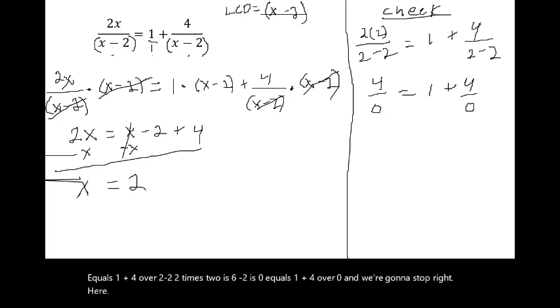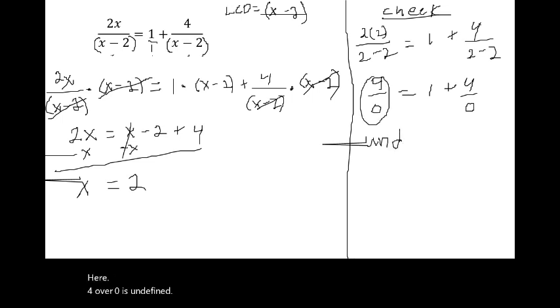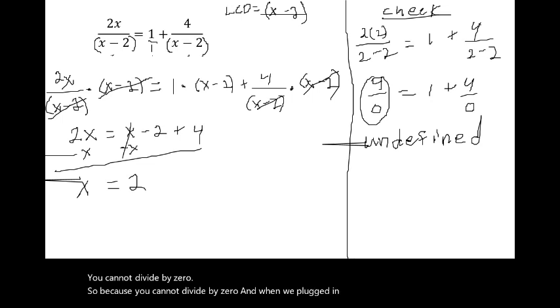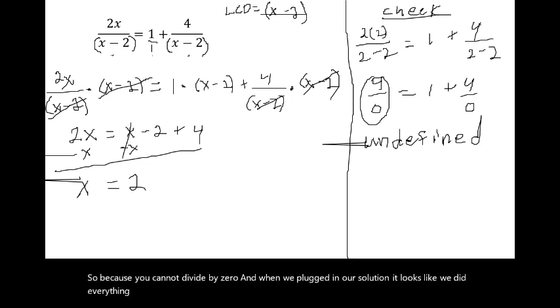4 over 0 is undefined. You cannot divide by 0. So because you cannot divide by 0, and when we plugged in our solution, it looks like we did everything perfectly, we got something that was undefined. We got a non-real answer.